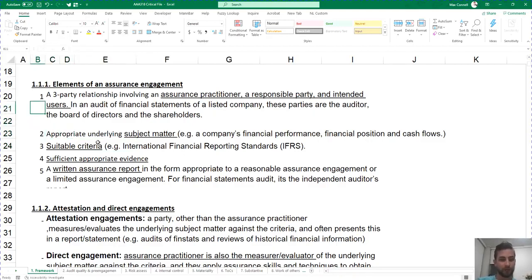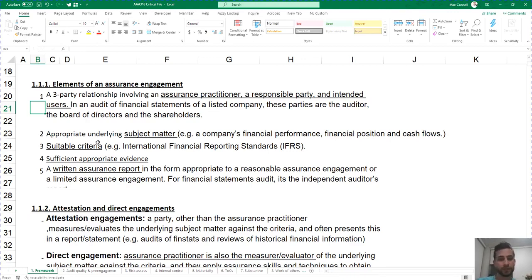Okay, so the 5 elements of the assurance engagement. That's number 1, 3-party relationship. Number 2, an appropriate underlying subject matter. Okay, so there needs to be something that you're auditing. For example, the company's financial performance, could be the company's financial position, could be the company's cash flows. Number 3, suitable criteria. So you need to have something to actually compare it against, and that is the IFRS, the International Financial Reporting Standards.